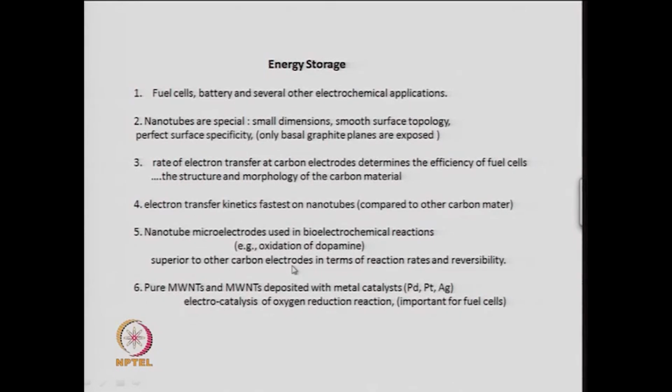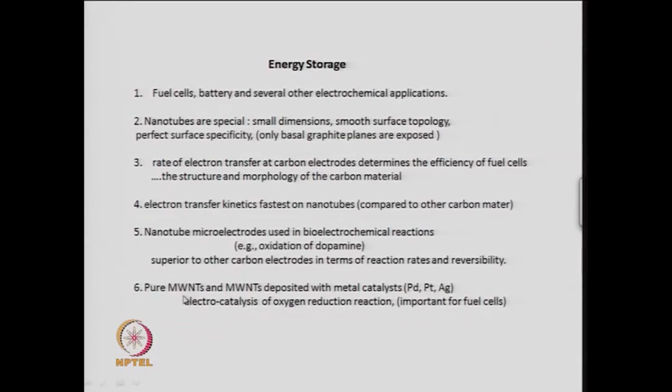For example, if you take graphite, it can also act as an electrode, but the nanotubes are much more superior in terms of the fast electron transfer kinetics and the reversibility which is possible when you switch the current in the opposite direction. So, this efficient electron transfer and the reversibility using carbon nanotubes is much better than other electrode materials, including other carbon based electrode materials like graphite.